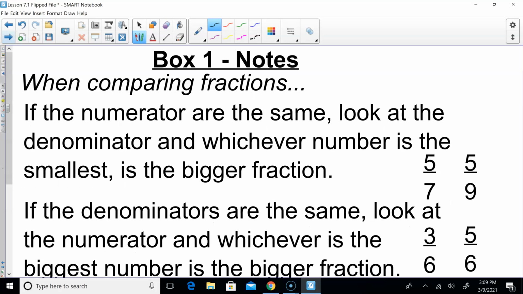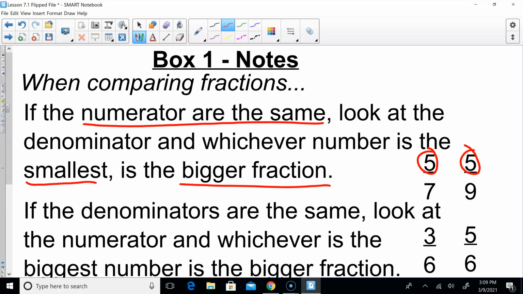Now the big thing: when comparing fractions, if the numerators are the same, notice we have a 5 here and a 5 here, we are going to look at the denominator. Whichever number is the smallest is the biggest fraction. Which might seem weird because in whole numbers, the bigger the number, the bigger it is. But in fractions, the smaller the denominator, the bigger the size of the piece. If we have the same amount of pieces, 7 is smaller, so 5/7 is actually bigger than 5/9. Write down that top part right now. If you need to pause the video, you can do that.